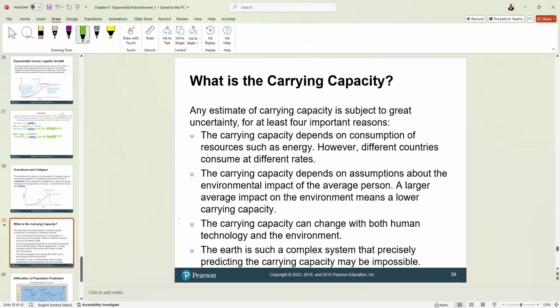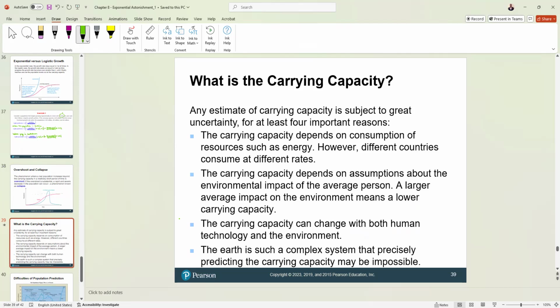So I think we went over a few examples here. Any estimate of carrying capacity is subject to great uncertainty for at least four important reasons. So we can see so many reasons, but some of them are here, very important. First reason, the carrying capacity depends on consumption of resources such as energy, right? However, different countries consume at very different rates.